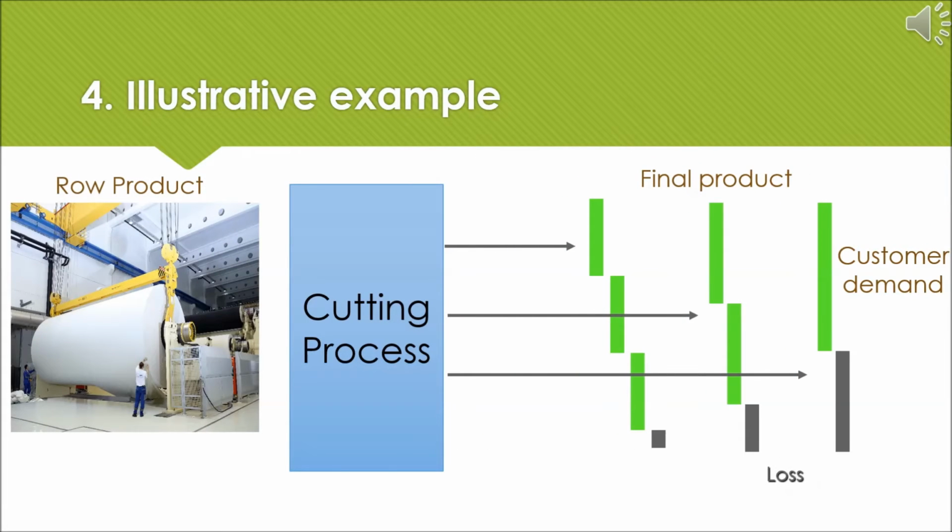To illustrate how the algorithm works, let us consider the following example, which is done by Mr. Saad al-Sulaiman. As you can see here, this is just an illustration of how the product goes through the cutting process. This picture shows the raw product, which is like a big roll, and after that it goes to the cutting machine till reaching the final customer demand, which is shown in green, and the black ones are the cut losses from the original raw product.